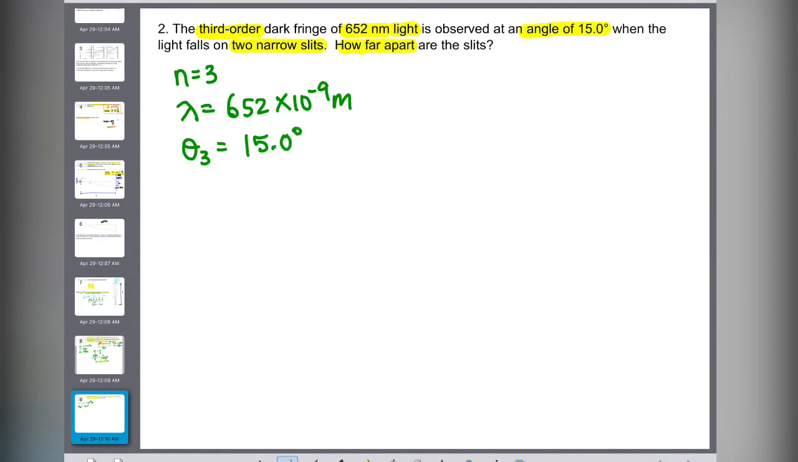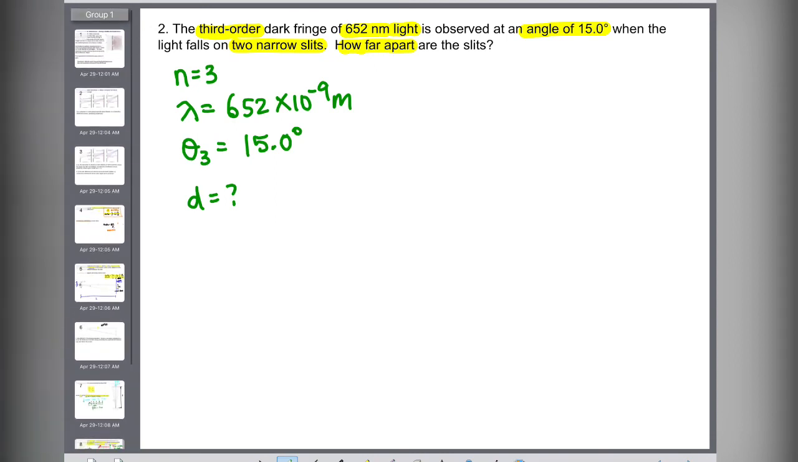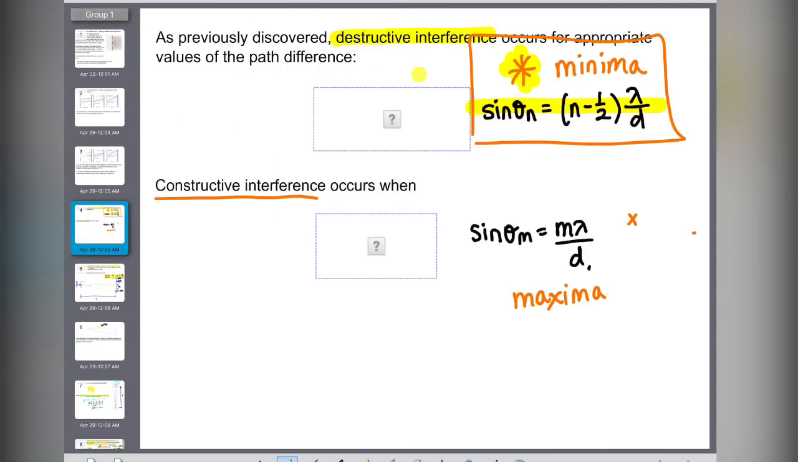When it falls onto 2 narrow slits, so I'm dealing with double slit. The reason why I keep stressing it is because the next lesson is single slit and the equation is slightly different. You need to make sure you pick the right one. Okay, how far apart are the slits? So D. Pause the video if you need. Look for the equation you need. I have an angle theta, I have lambda, and I have D. So go up there and look for the right equation.